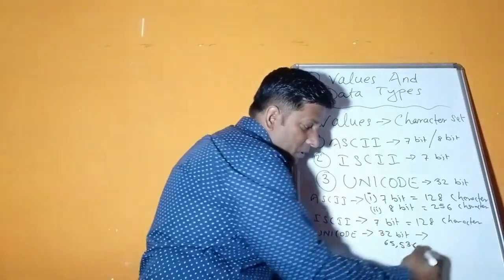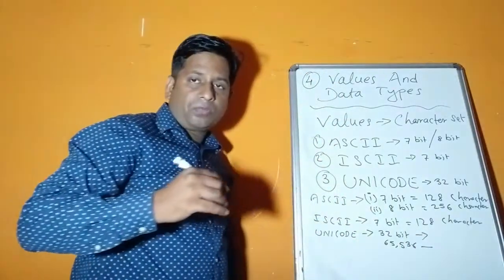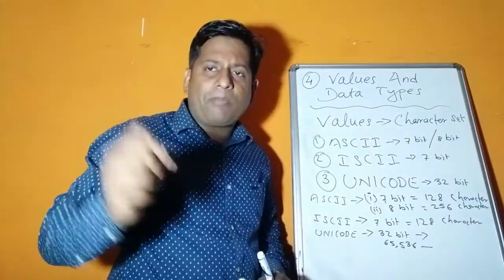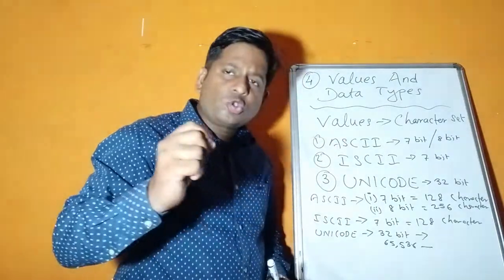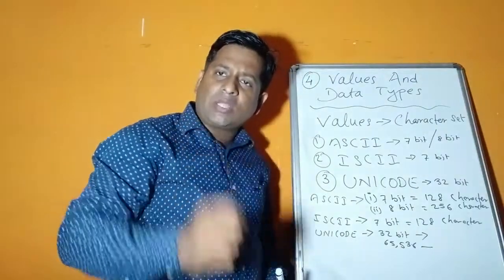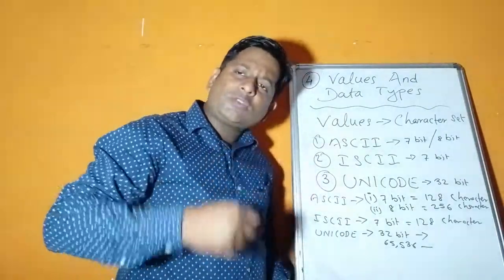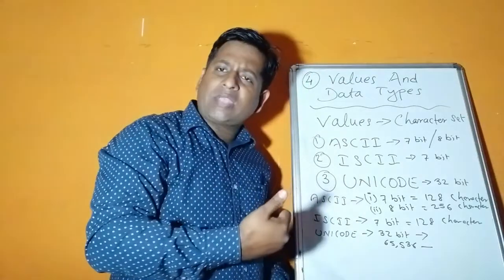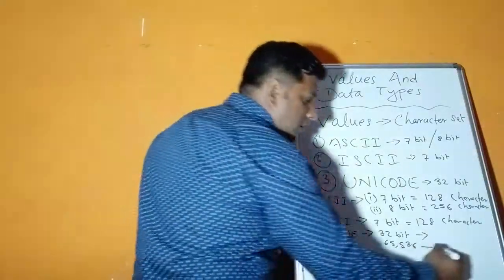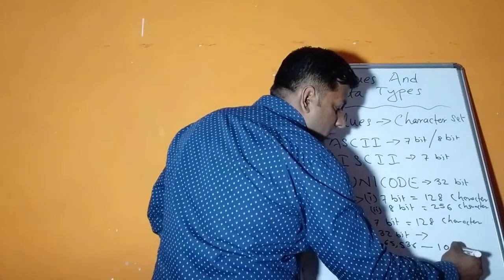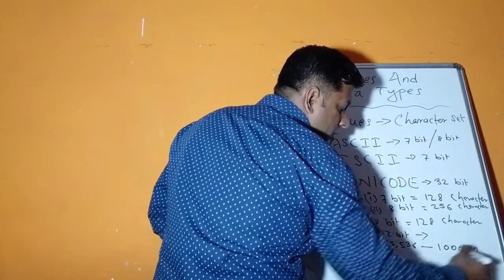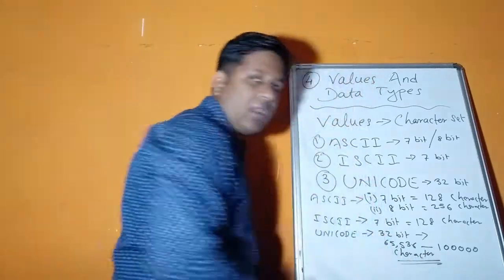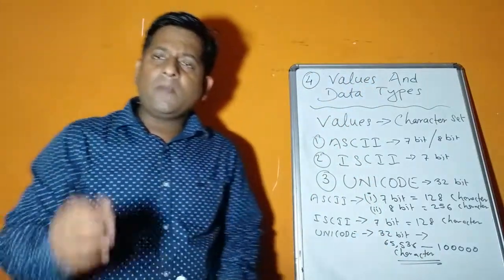The range is 65,536 characters up to nowadays. Before, when it was started, it had only 16-bit, so at that time it used to support 65,536. Later on it was upgraded and more and more languages and character sets were added, and now we are getting more than 1 lakh characters. More than 1 lakh characters are supported by Unicode.